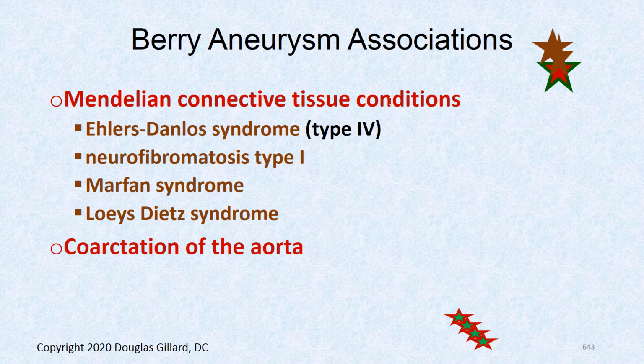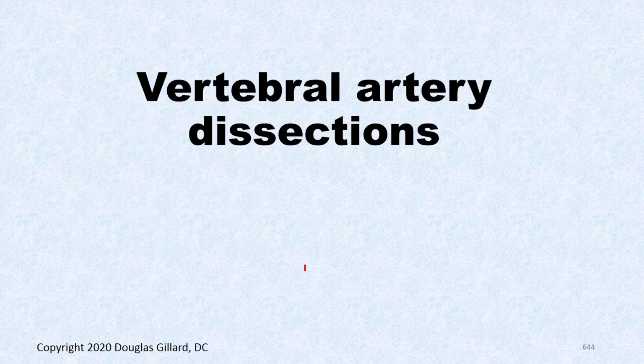I think that's what I was trying to say there. But the connective tissue diseases, Ehlers-Danlos, neurofibromatosis 1, Marfan's, Loeys-Dietz, coarctation of the aorta, which we haven't talked about, but we will, also increase the chances of Berry aneurysm. All right, let's start vertebral artery dissections.